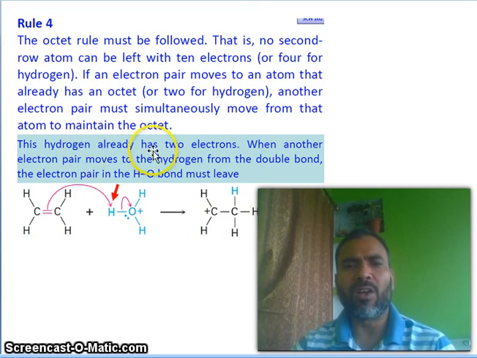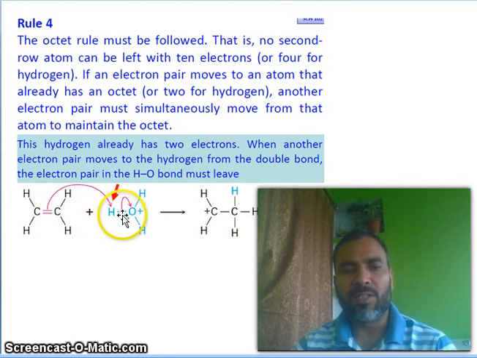This hydrogen already has 2 electrons. When another electron pair moves to the hydrogen from the double bond, the electron pair in the O-H bond must leave. You see, this double bond is approaching this proton. So when it approaches through this curved line, the oxygen hydrogen bond will automatically break so that it maintains the octet.